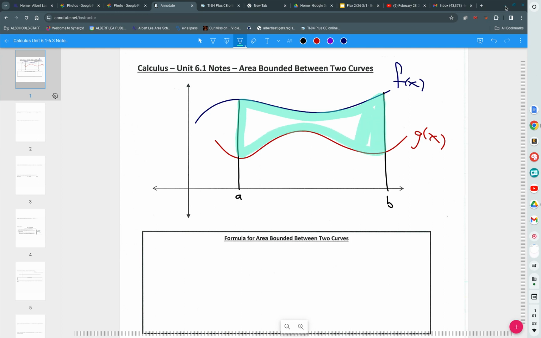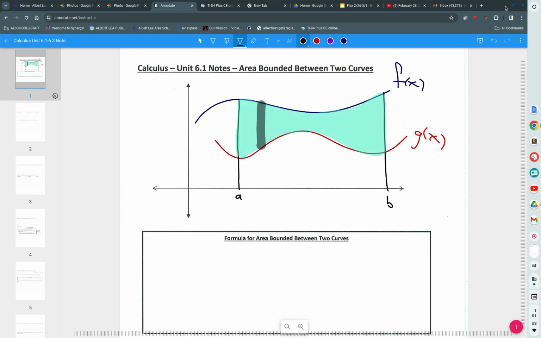Anybody got any thoughts? I like that color. Yeah. Thought it'd be rather artistic today. Does it not work just to take the integral from a to b of the top one and then subtract the integral from a to b of the bottom one? Exactly. That's all it is.